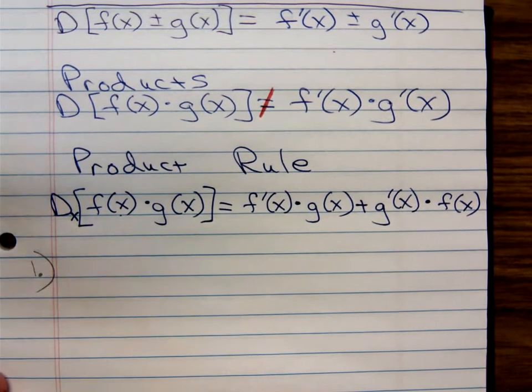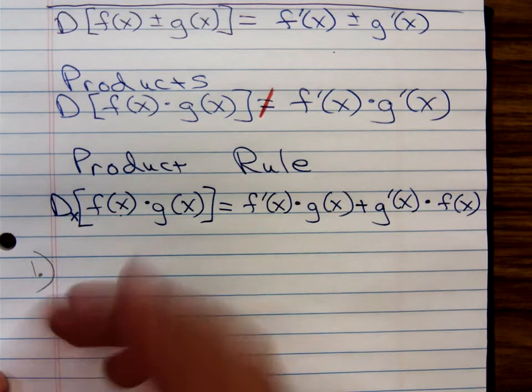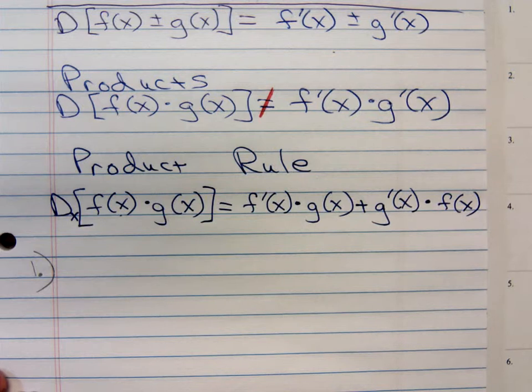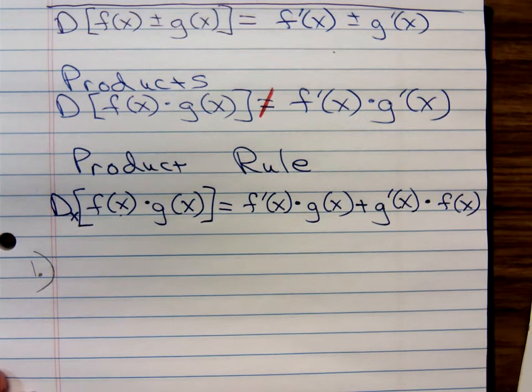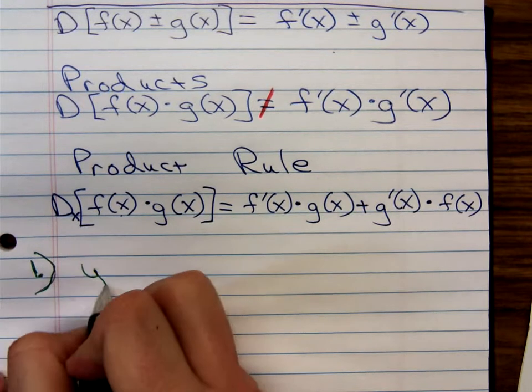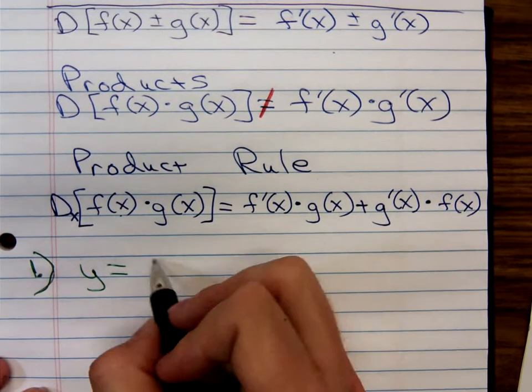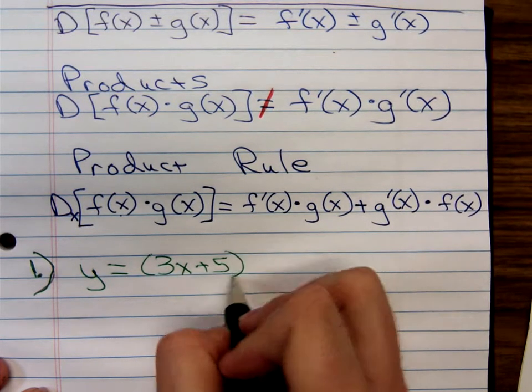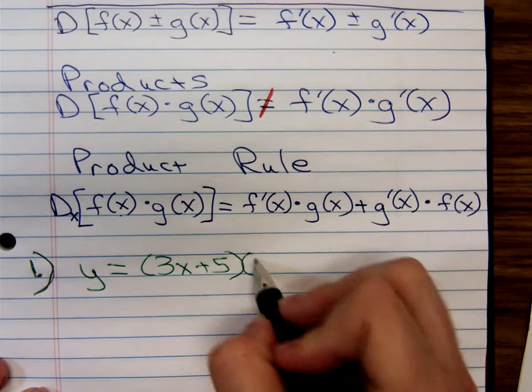Oh, that pencil isn't dark enough. Here we go. Here's the function that we want to differentiate. And I printed out the homework. That's what I'm looking at right now. This is like your number 1. Y equals 3x plus 5 times 2x minus 3.